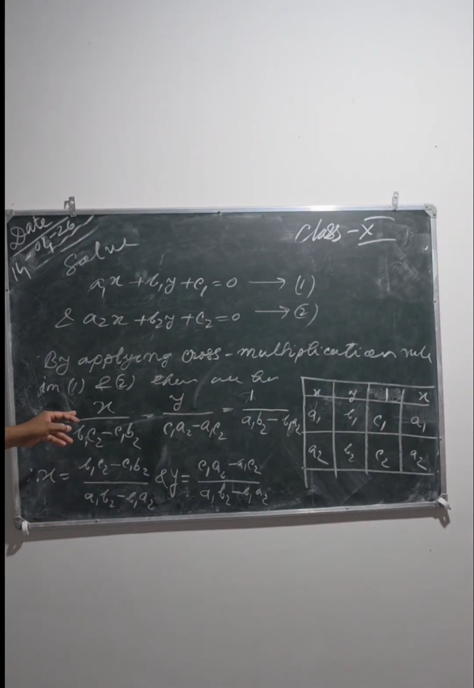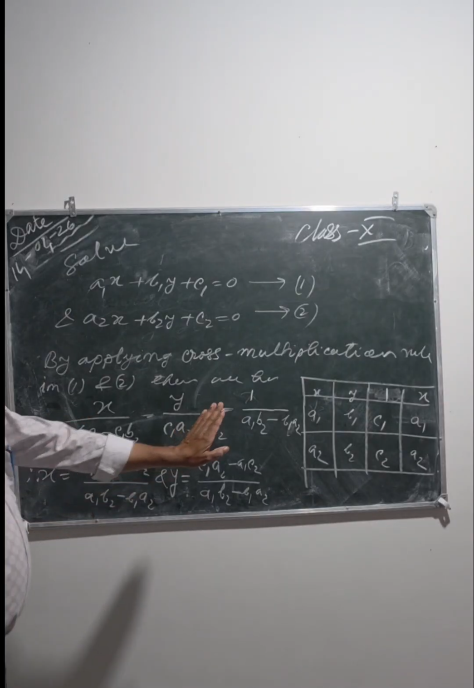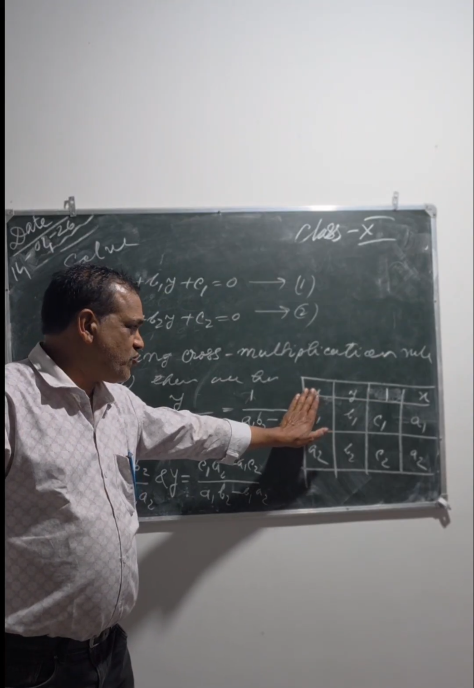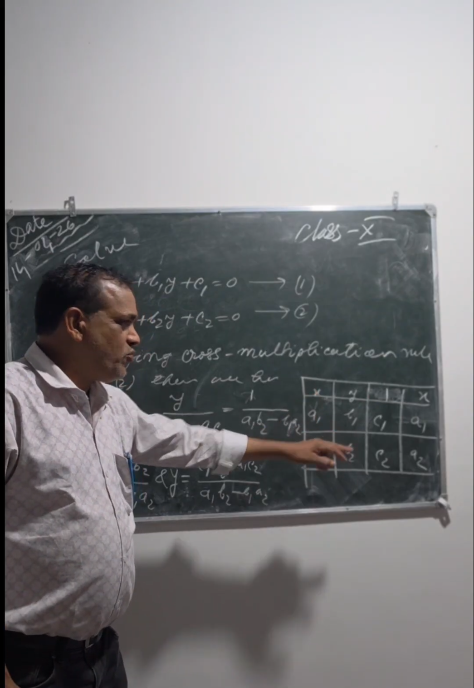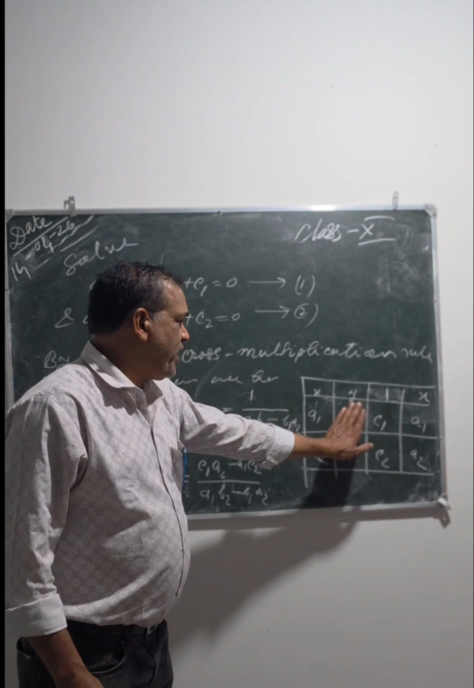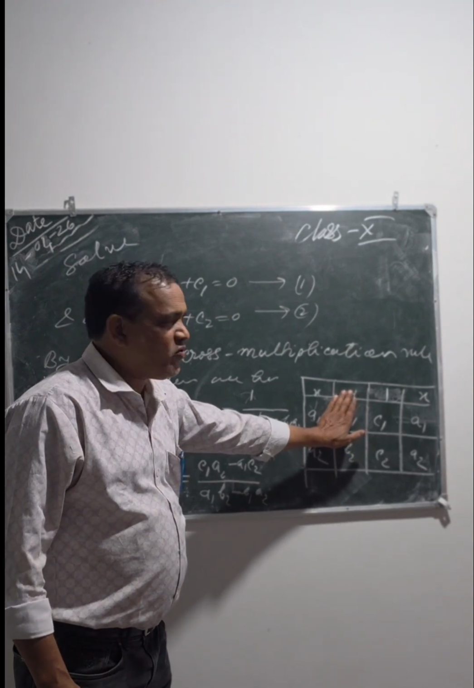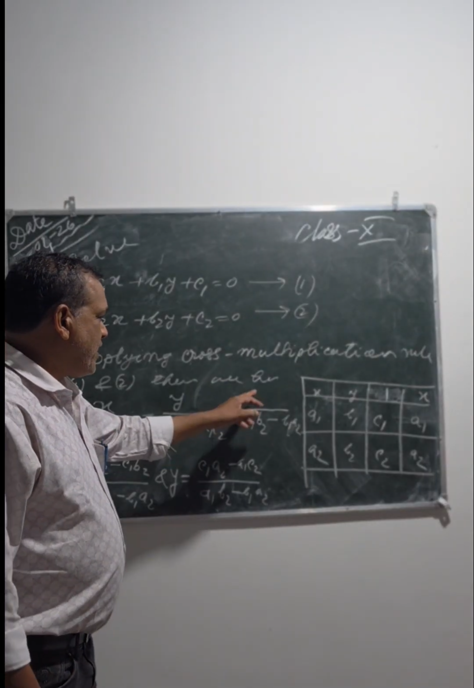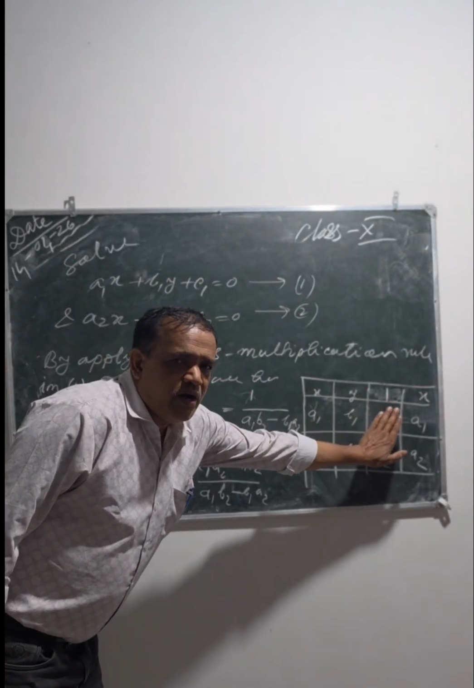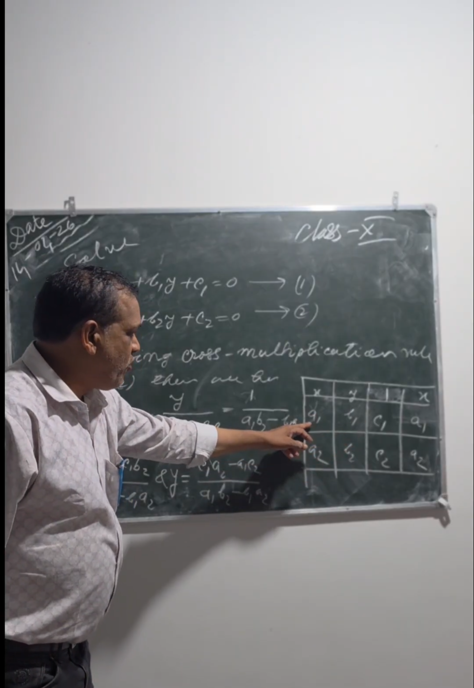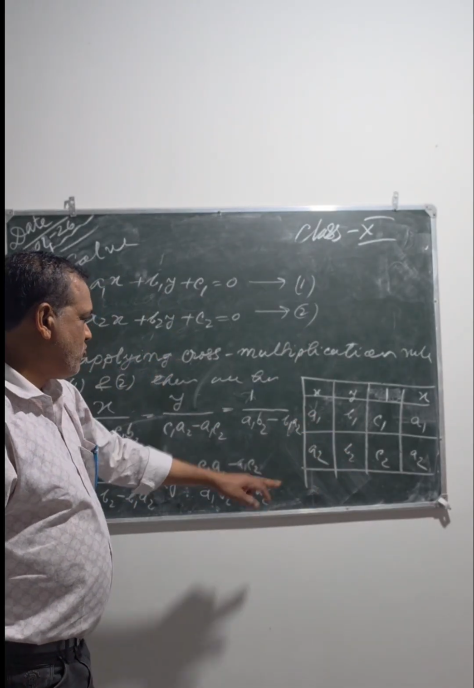Then, if we want to write below x, we have to omit the coefficient of x. In between the coefficient of y and constant term, we have to cross: b1 c2 minus c1 b2. Then for y, we omit the coefficient of y; in between the constant term and coefficient of x, we cross multiply: c1 a2 minus a1 c2. And for 1 by, we omit the constant term, and in between the coefficient of x and coefficient of y we cross: a1 b2 minus b1 a2.